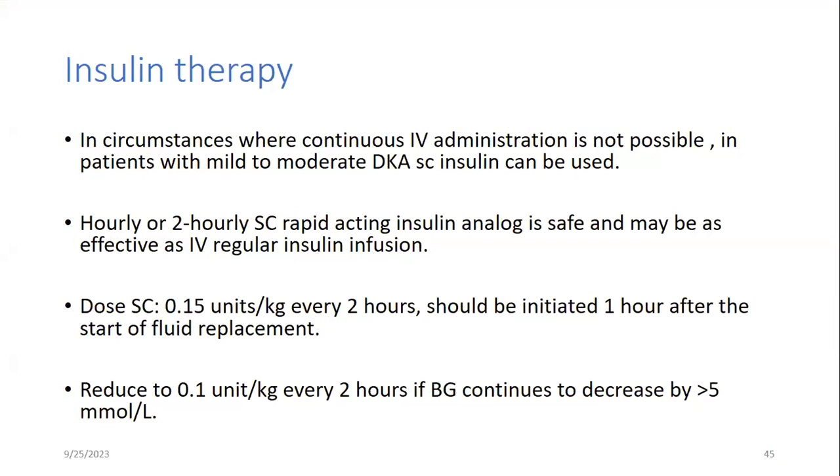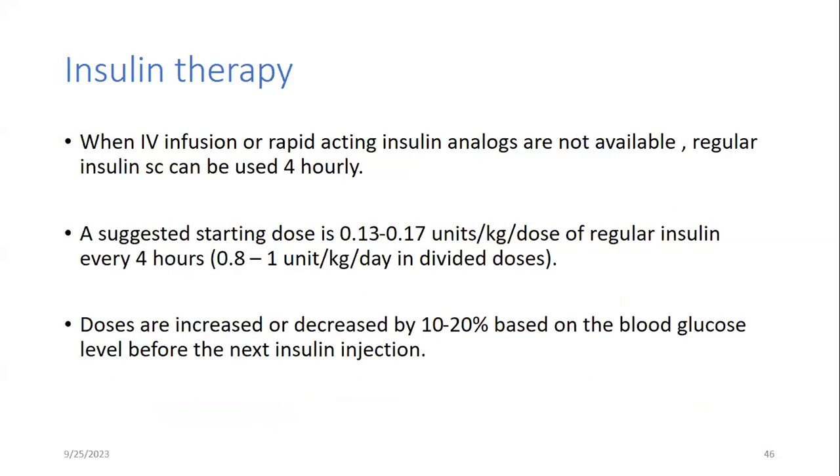And the dose is usually 0.15 units per kg every 2 hours and should be initiated 1 hour after the start of fluid replacement. And you reduce to 0.1 unit per kg every 2 hours if the blood glucose continues to decrease by greater than 5 millimoles per liter.